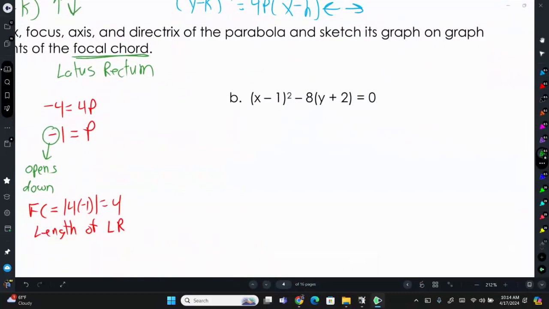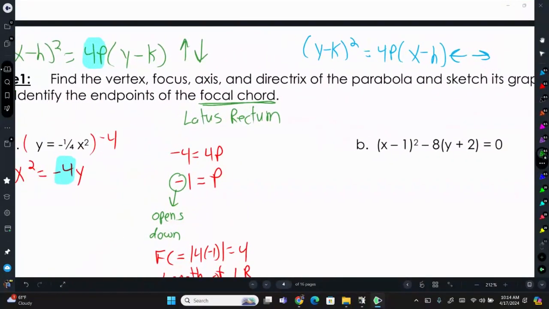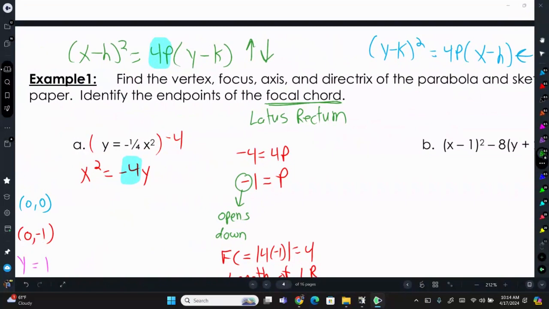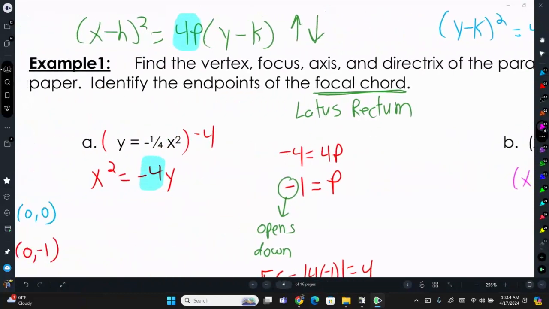So letter B, we have (x − 1)² − 8(y + 2) = 0. Well, notice both formulas don't equal 0, and both have the variable that is squared by itself. So what we need to do is move this whole thing to the other side. So it's going to be (x − 1)² = positive 8(y + 2). Okay, so now it looks more like this green one.